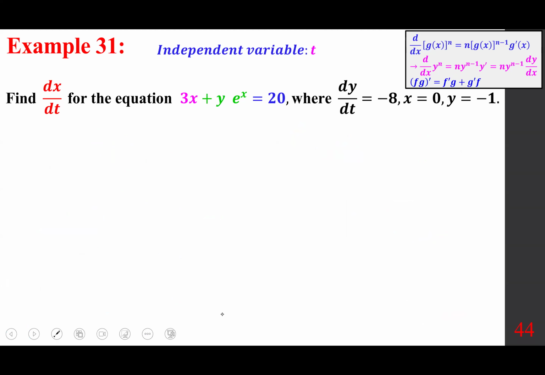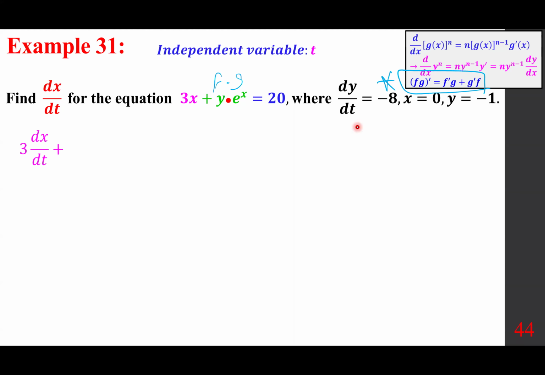Find dx/dt for the equation of 3x plus y e to the power of x equals 20, where dy/dt is given, x is given, y is given. Again, the moment you see dx/dt, t is the independent variable. And so the first piece gives you 3 dx/dt. And the second piece, we put a raised dot in between, and we treat it as a product rule, f g. So f prime is y prime. That's what I mean: instead of y prime, use dy/dt because t is the independent variable. You don't want to mix it up.